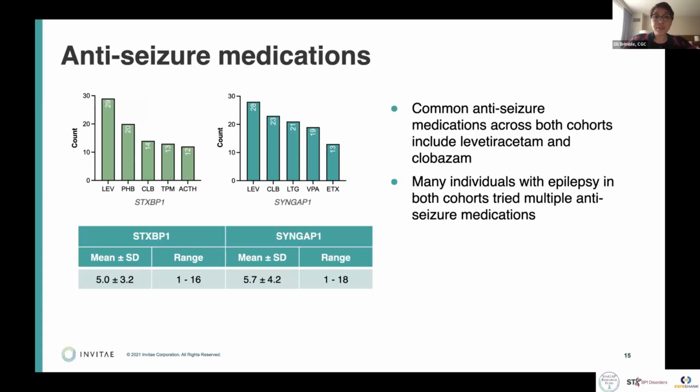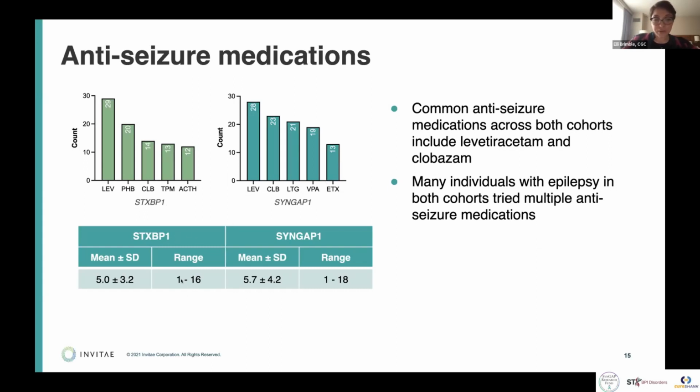We also pulled out information related to medication use and the duration of medication use. So here I'm showing an example specific to anti-seizure medications. And so we're looking here at the most commonly tried anti-seizure medications in STXBP1 and SYNGAP. And so we can see that there are some unsurprising names here. We have Keppra, phenobarbital, Onfi, Topamax, and ACTH in STXBP1. And then for SYNGAP, we see Keppra as the most common, followed by Onfi, Lamictal, Valproate, and ethosuximide.